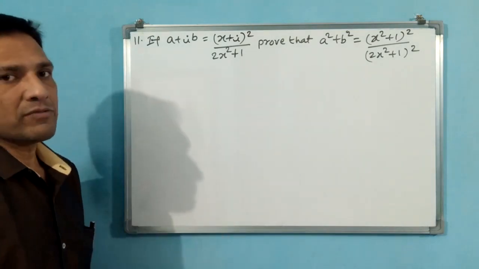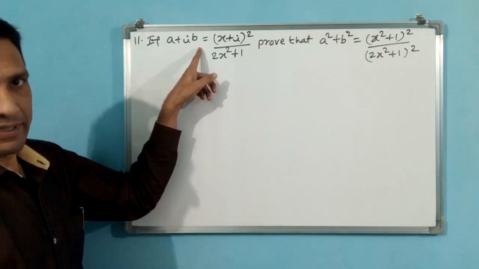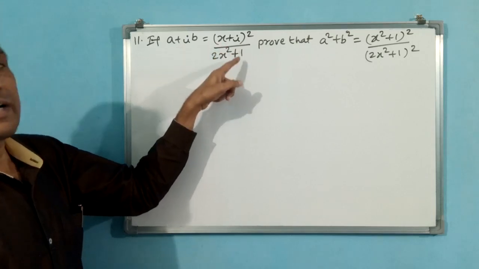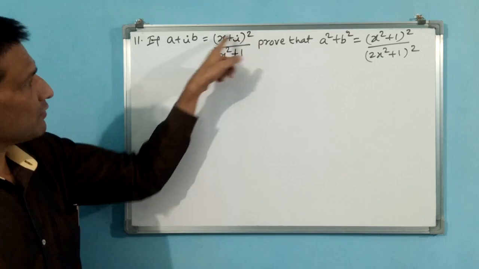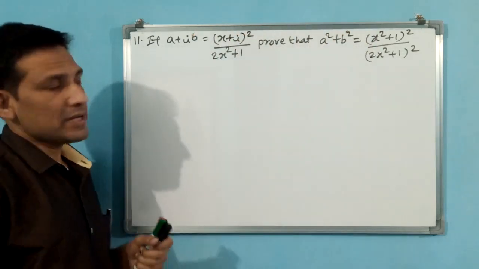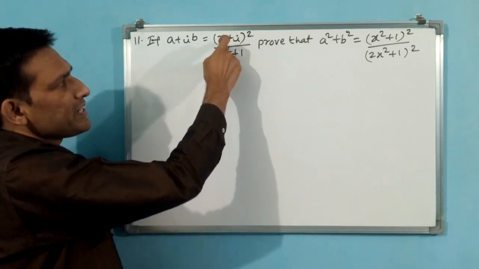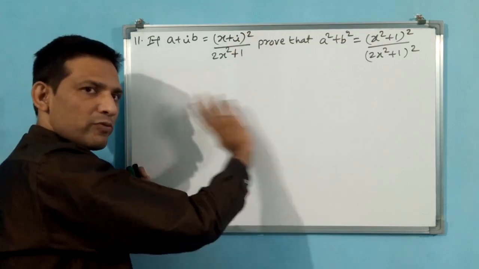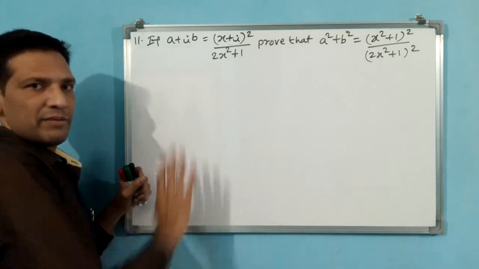Now, how to get a square plus b square? See, one logic is there. Here, a plus ib has been given. You can split this into a real part and an imaginary part. But before splitting, you have to square it. After squaring, you have to split. If you square, some complex number is going to come. Why? Because i square is going to become the real part. Complex number: real part divided by 2x square plus 1, imaginary part divided by 2x square plus 1. If you make them separate, then a will be the real part, b will be the imaginary part.